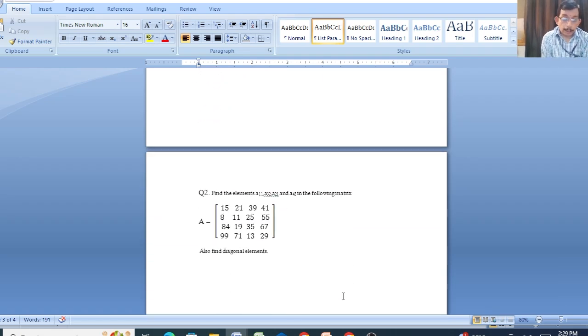The second example: find the elements A11, A32, A21 and A43 in the following matrix. Now we calculate and also find the diagonal elements. So first we find A11.